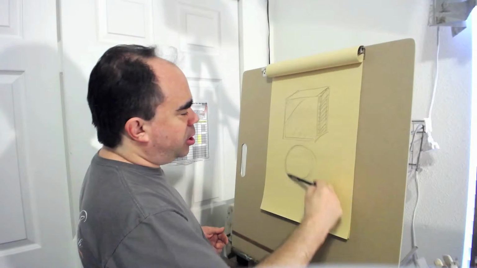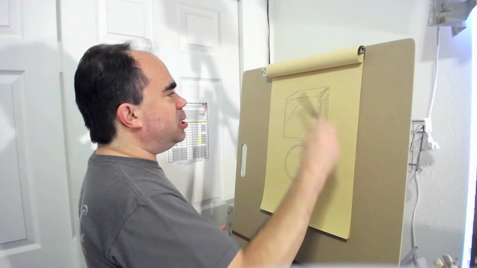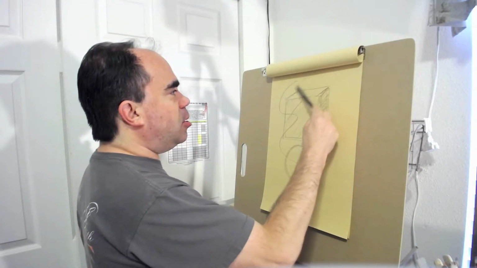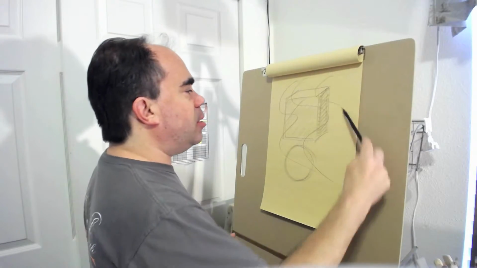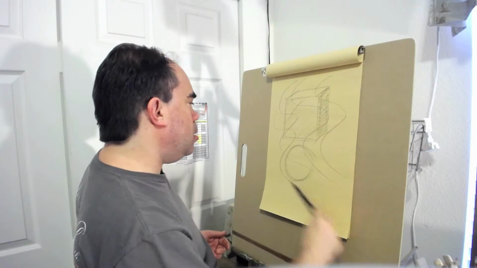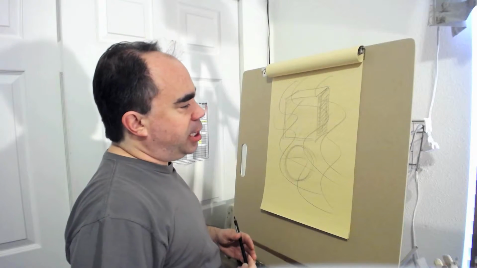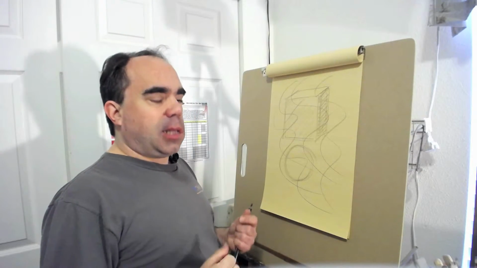Like if you're drawing circles or even just general lines, if you go from the shoulder rather than the wrist like this, it's easier to get better lines, a little bit more pleasing line quality.